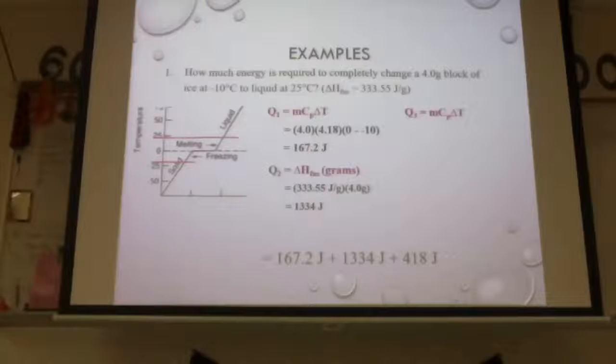Right, then the last one, I'm heating the liquid. So my mass is still 4.0. My specific heat is still 4.18. But now from the freezing point, or the melting point, to the 25, it's 25 minus 0. So 4 times 4.18 times 25 gives me 418 joules. That's just each individual line segment.